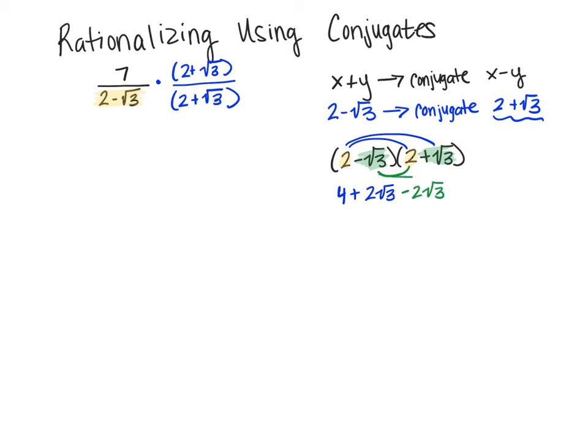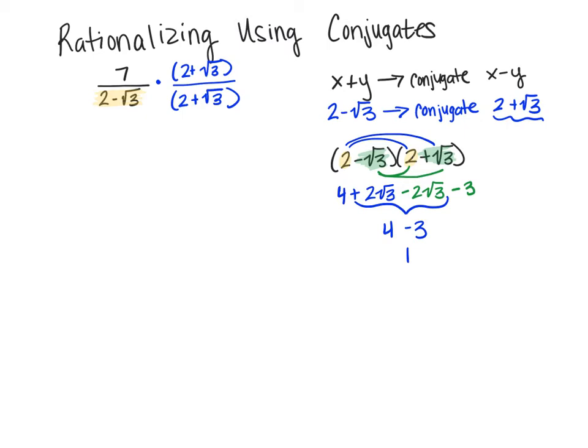And then negative root 3 times positive root 3 would be negative square root of 9, which is just going to be negative 3. So we have plus 2 root 3 and minus 2 root 3. So those will zero out. So now we're just left with 4 minus 3, which is 1. So just as there was a shortcut with multiplying difference of squares, there's a shortcut for multiplying conjugates because they're basically the same thing but with radicals.